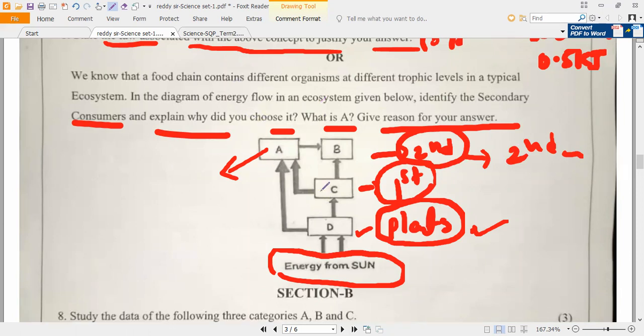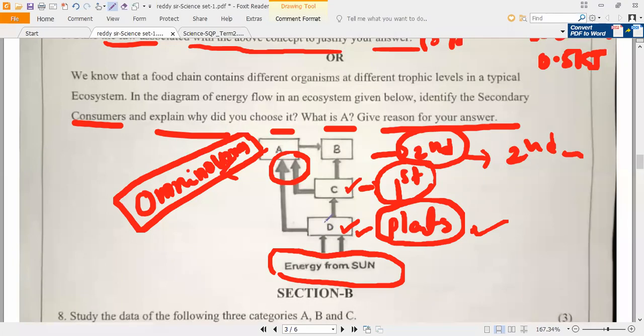See, we can eat C. C and B are eaten by D, and A too. D and A both will be eaten by some being, which eats the plants and also eats the herbivores. Who is that? Omnivores. Yes or no? Please respond. Omnivores is the answer. So who can eat both plants as well as animals? Yes or no, Ra? Arvind?